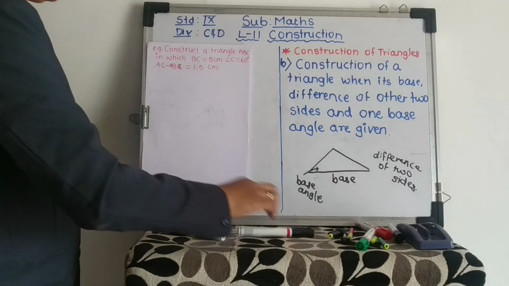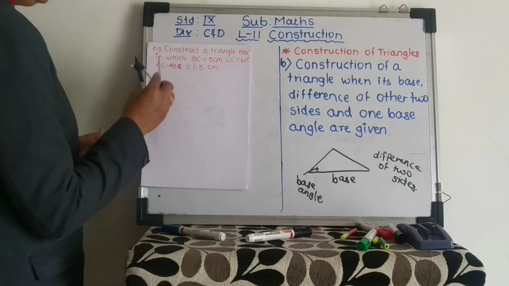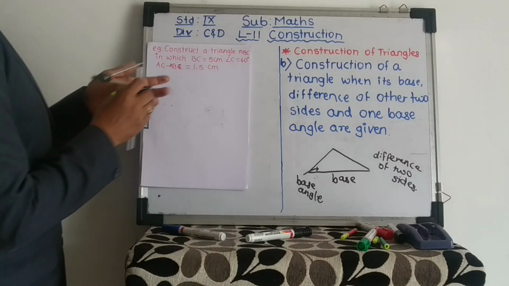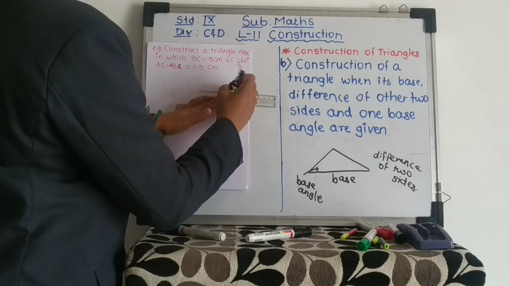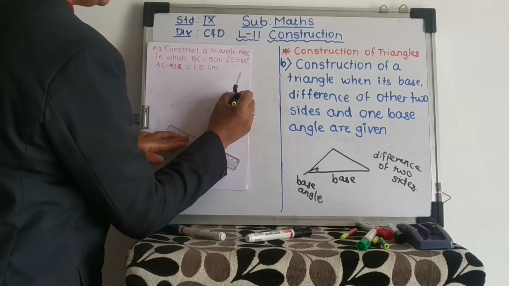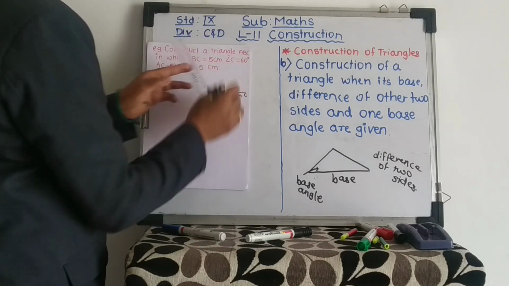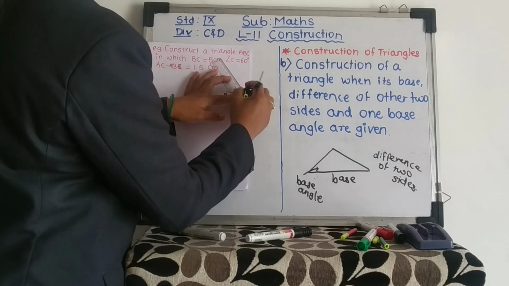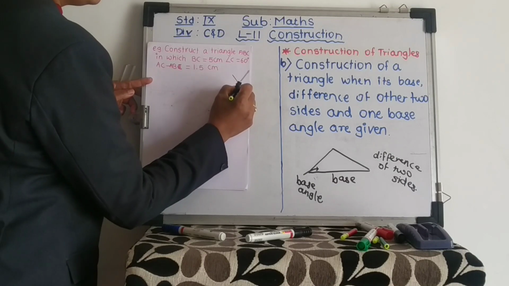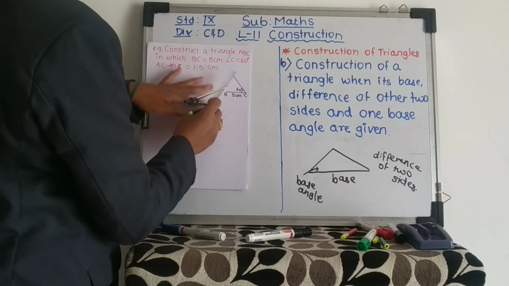See here, the one sum I have written. Construct a triangle ABC in which BC is equal to 5 centimeter. So let us draw a rough figure here. So BC, that base, is given as 5 centimeter. Then angle C is equal to 60 degree. Now see, angle C is from here 60 degree. We will show it to this side, 60 degree.